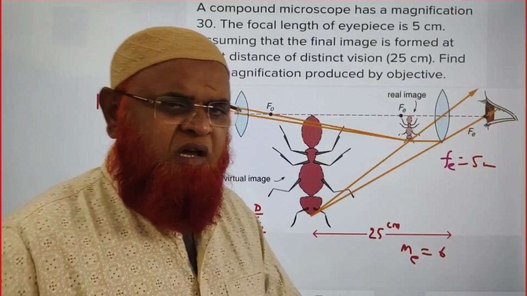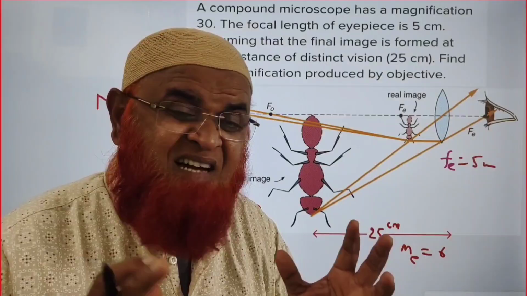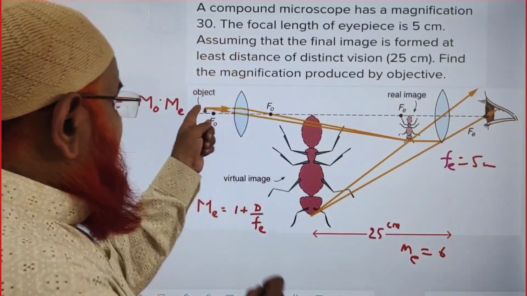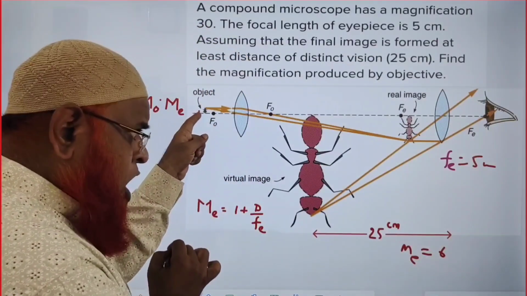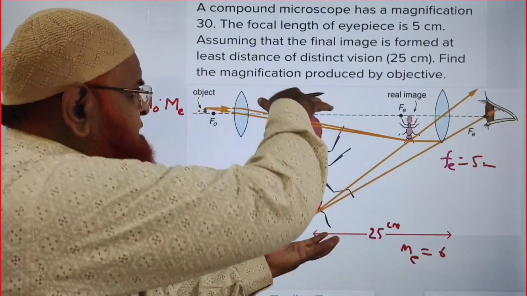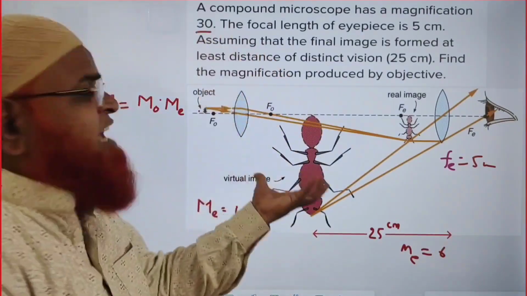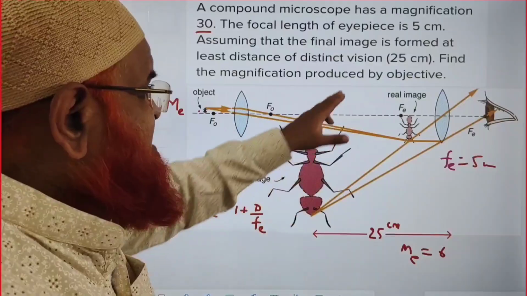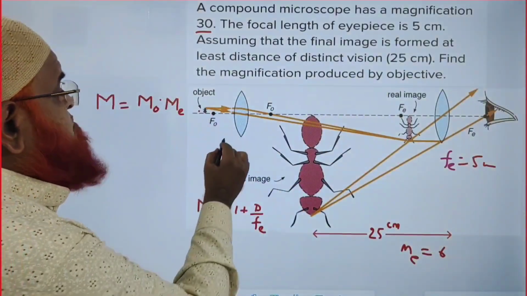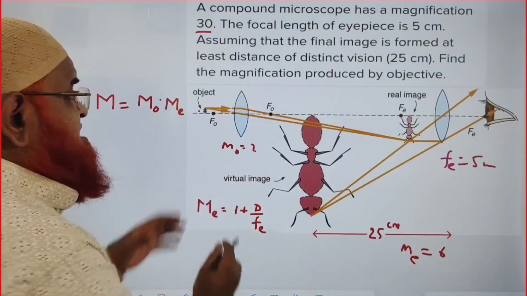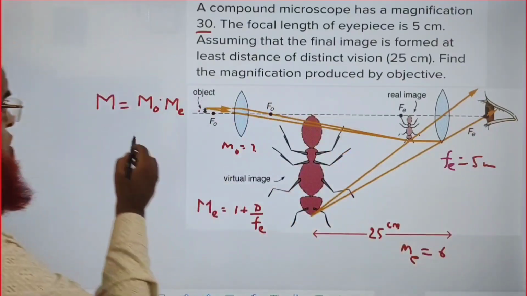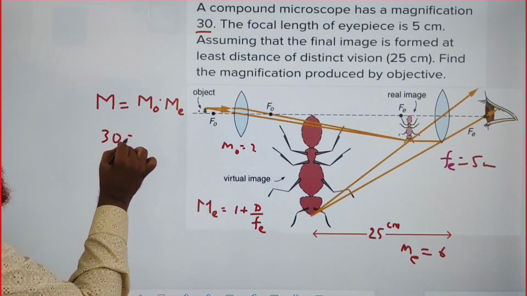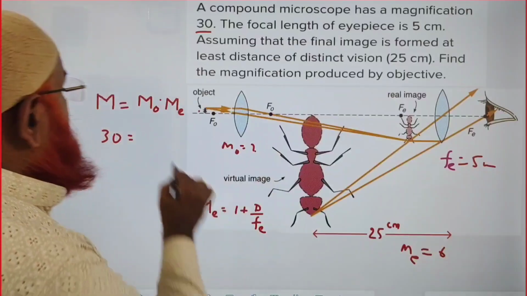Dear students, see the wonderful thing done by the compound microscope. An ant which appeared to be a black dot is magnified 30 times, because in the problem it is given as 30 times larger. Then he is asking us to find the magnification of the objective when the magnification of the total compound microscope is given to be 30.